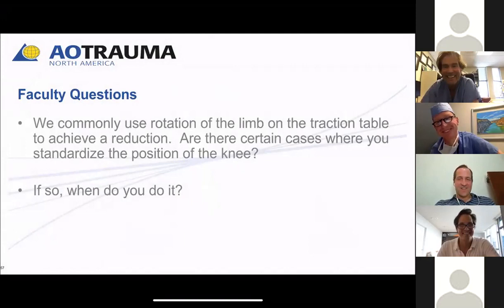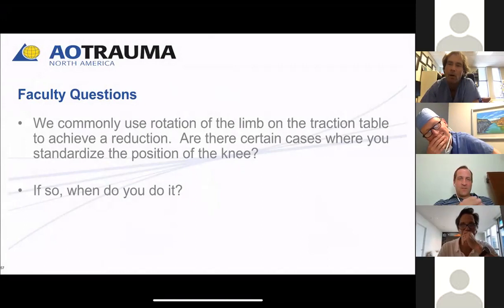So we commonly use rotation of the limb on the traction table to achieve a reduction. Are there certain cases where you standardize the position of the knee? Or do you always do it? So we say we use internal and external rotation to achieve a reduction, right? So when does that stop?